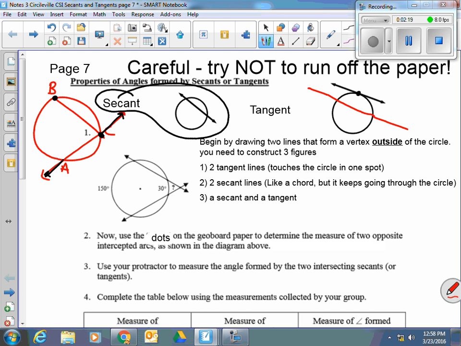The yellow paper? Yeah, do vertical. Same thing. Okay, so on your first circle, using your straight edge, I want you to create two tangent lines. Remember, this is a tangent line right here, right? Two tangent lines that cross outside the circle. I'm going to be walking around to help you, but I want you to create two tangent lines.